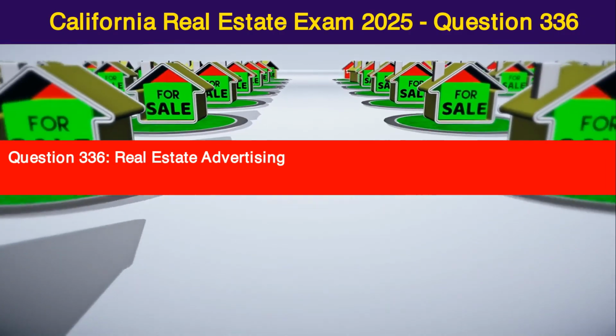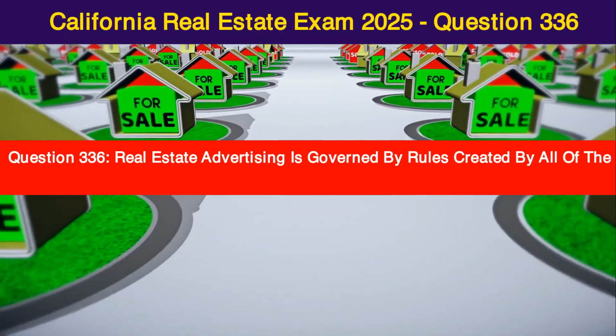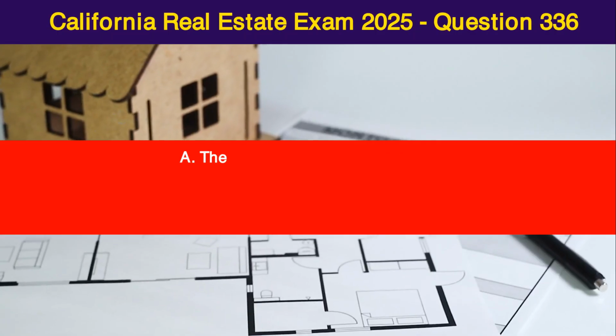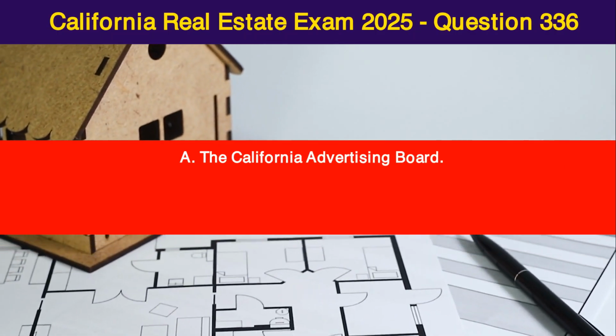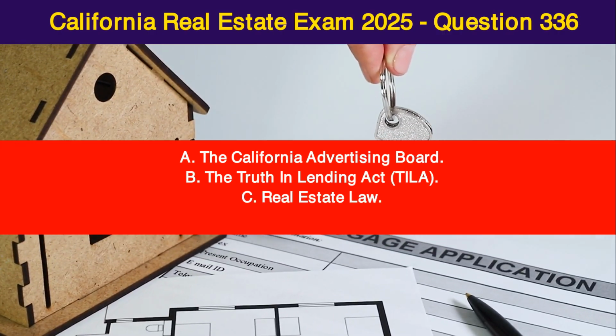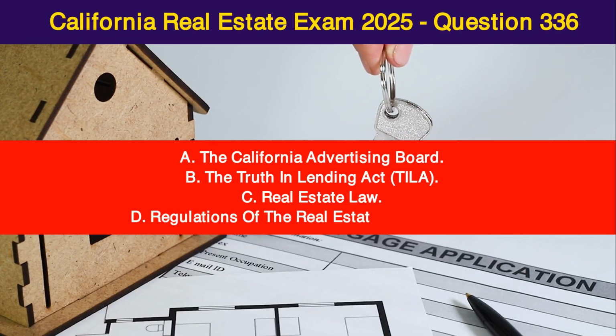Question 336. Real estate advertising is governed by rules created by all of the following, except A. The California Advertising Board. B. The Truth in Lending Act, TILA. C. Real estate law. D. Regulations of the Real Estate Commissioner.